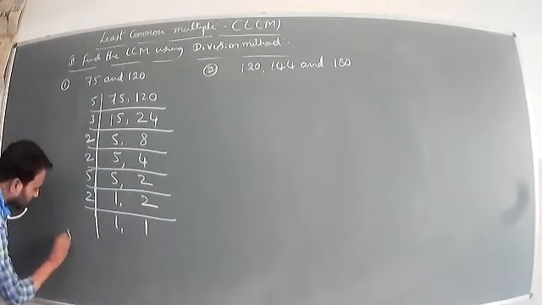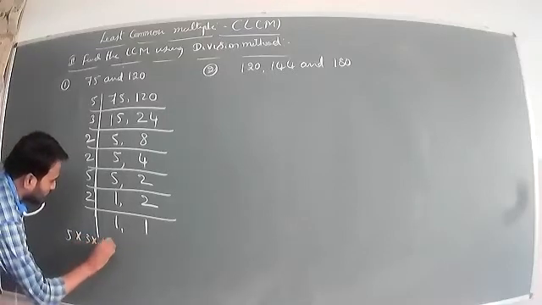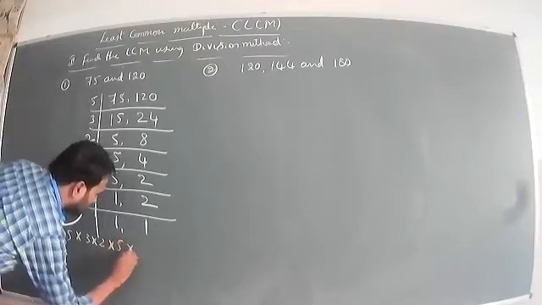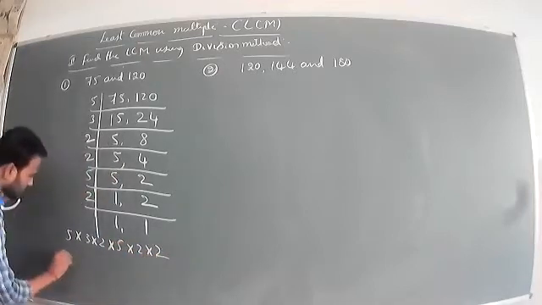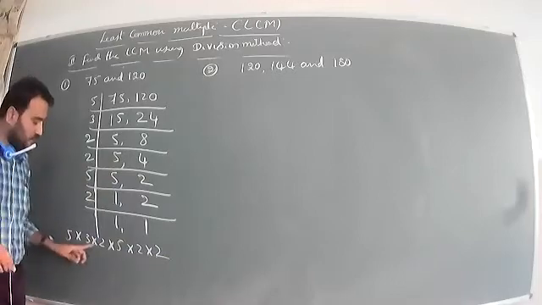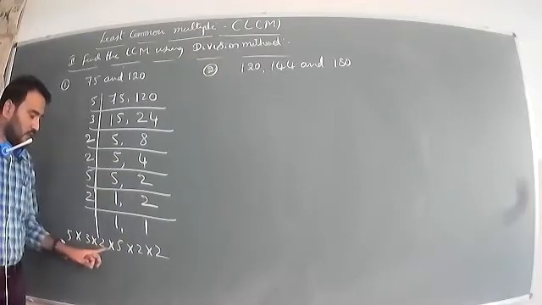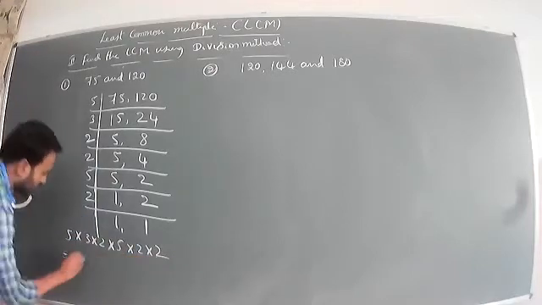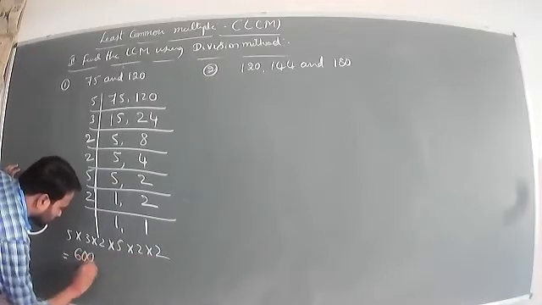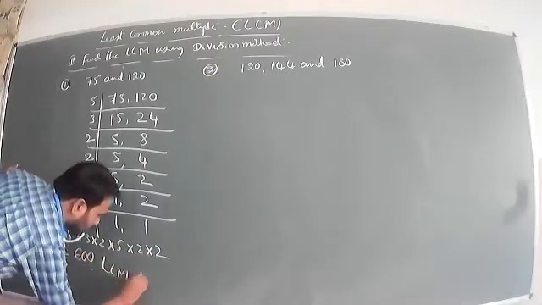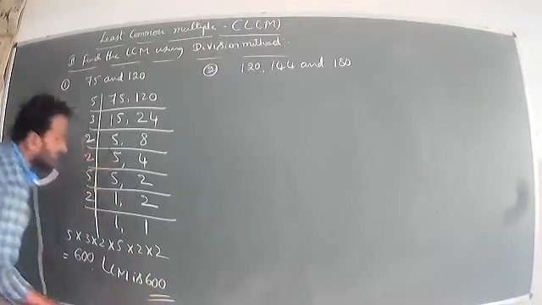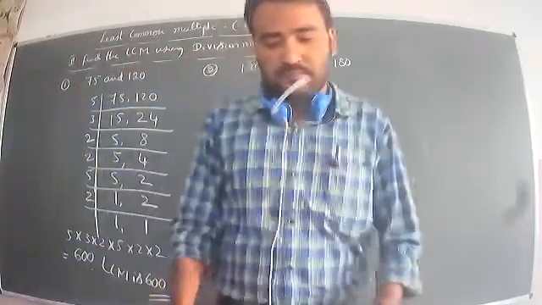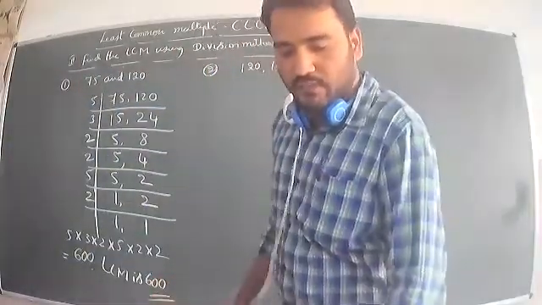Okay, 5 into 3 into 2 into 5 into 2 into 2. 5 3 the 15, 15 2 the 30, 30 5 the 150, 150 4 the 600. LCM is 600. Okay, LCM is called 600. Can we 600? Now I will take another one example.